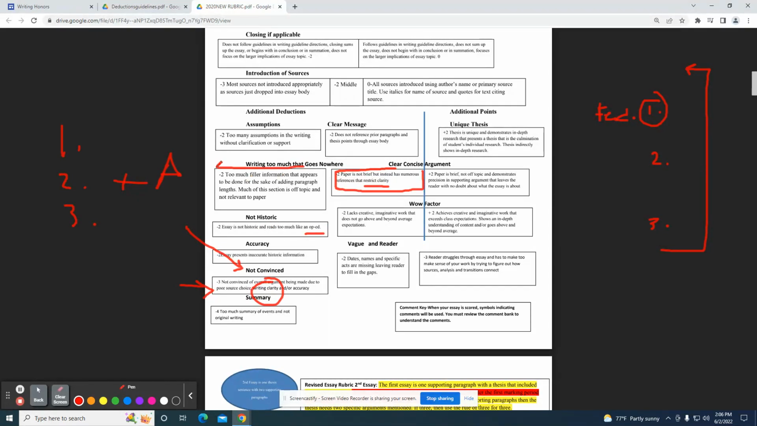Too much filler information. You know you have to have a requirement of X amount of sentences, yet you feel the need to write all of these summaries about all of these details that are not about this topic. You're writing too much filler information, and it seems to be done for adding paragraph length. I'm not looking for that.